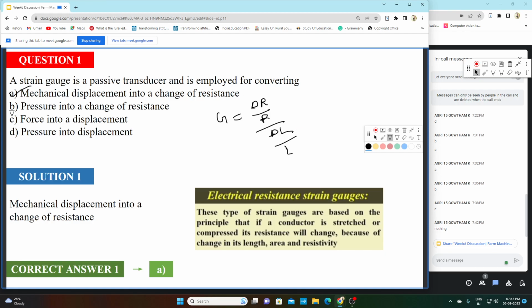It measures force by mechanical displacement, and by this mechanical displacement there is a change in length, so strain is produced in the strain gauge. Due to this strain produced, when we multiply the gauge factor with the strain, we get delta R by R, or change in resistance. So your strain gauge is changing mechanical displacement to change in resistance. So option A is your correct answer.